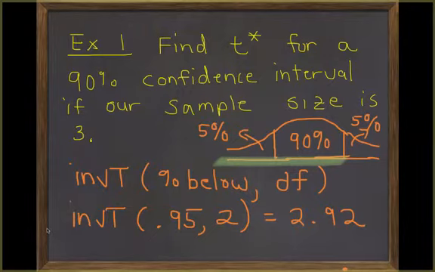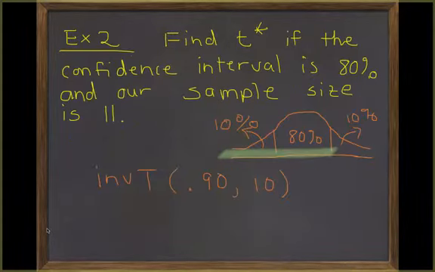Okay, let's look at our second example. We are asked to find the t-critical if the confidence interval is 80% and our sample size is 11. So when we draw our diagram again, we can see that 80% falls in the middle. That leaves 10% to the right and 10% to the left. The area below is 90% and our degrees of freedom are 10.